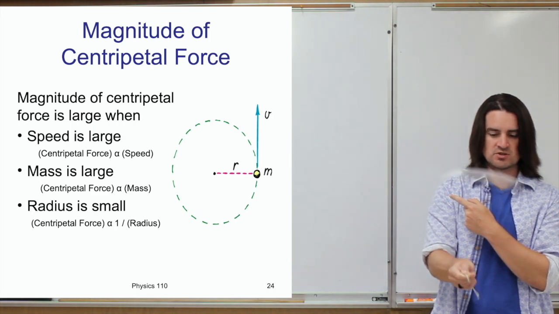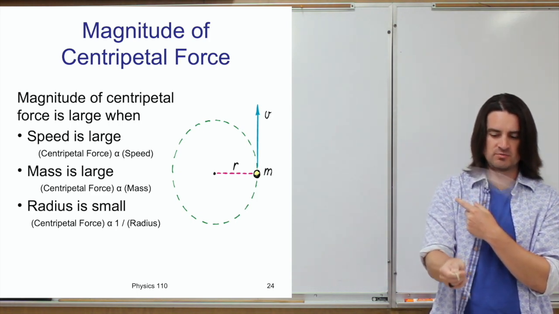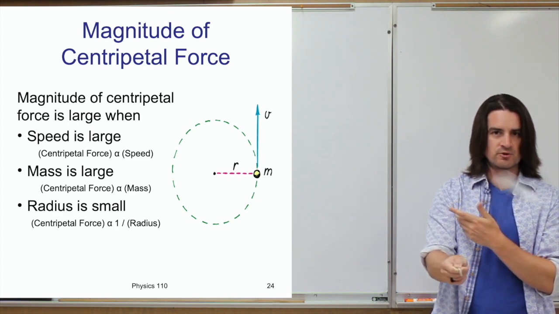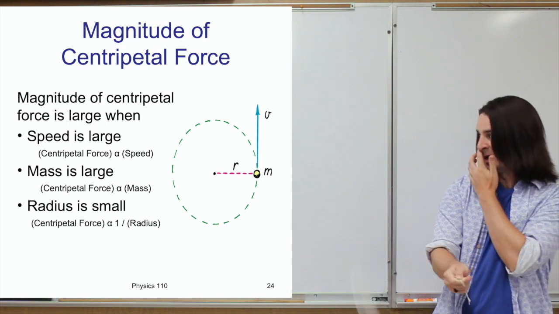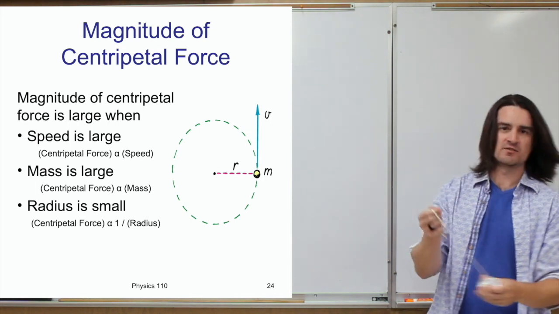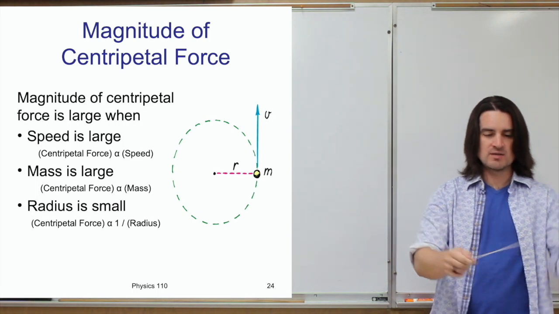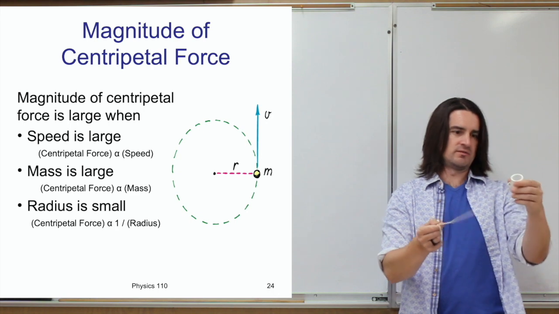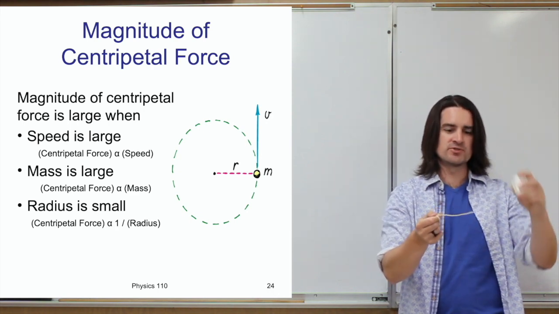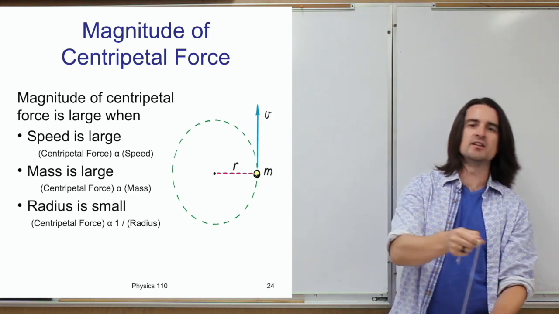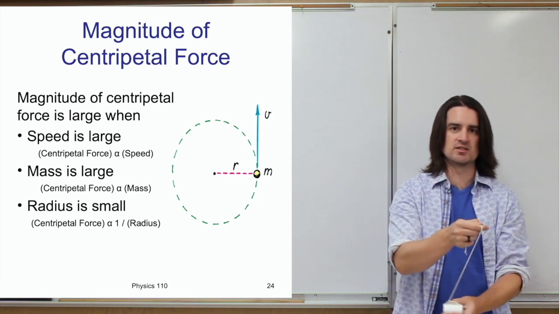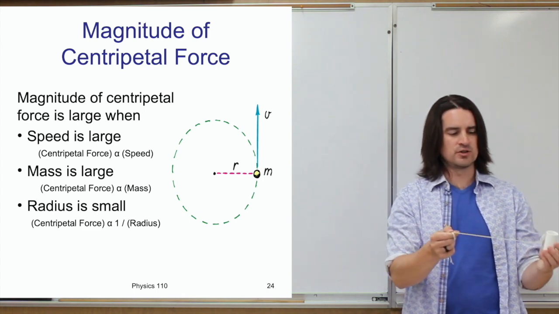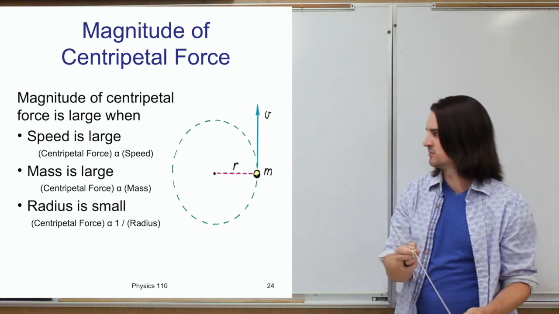I have to increase the tension in the string, and you can feel that if you do it yourself, right? It takes a little bit more effort. Slow back down, less force that I have to apply. It also gets larger if the mass is very large, right? So if I want to keep it going at the same speed here, but I put an extra 10 pounds on the end of this string, then that's also going to cause a larger centripetal force to keep it going in that same kind of motion. A larger mass means a larger centripetal force.